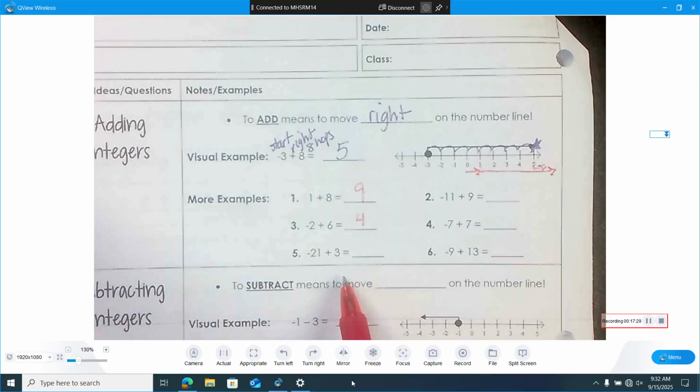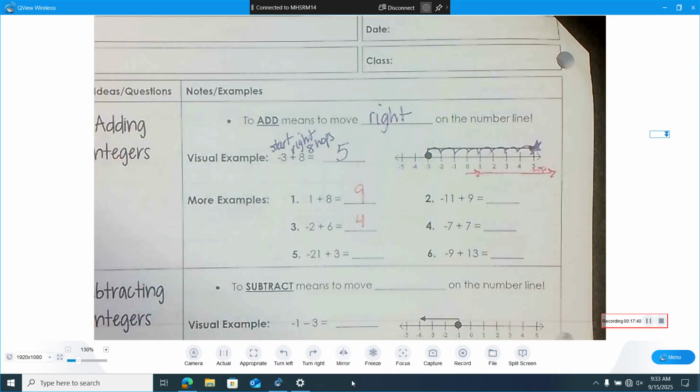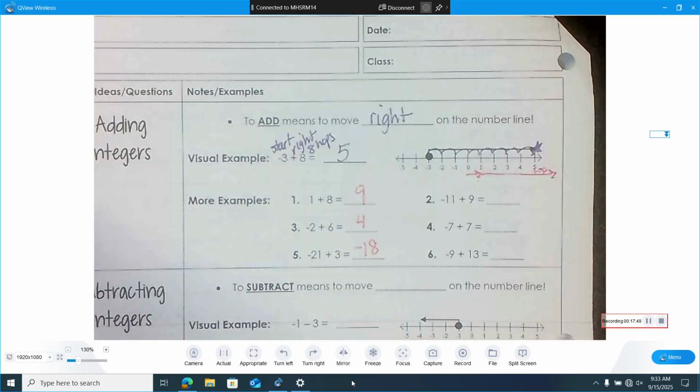Oh, look at me, I'm going down. I'm not going in the order. Oh, well, that's okay. -21. You have to imagine this one now. -21 is way over here to the left side. -21, and then I want to move to the right 3 spaces. Where do I end up? -18. Very good.